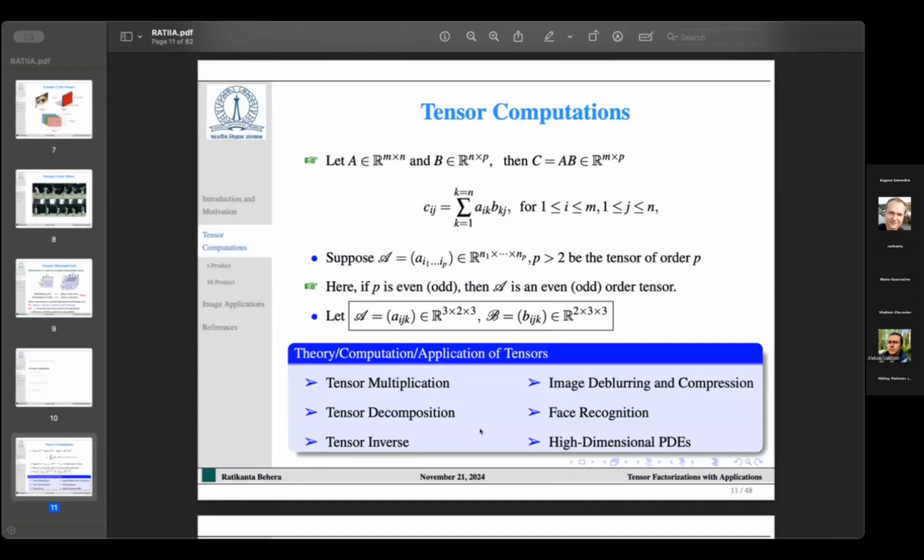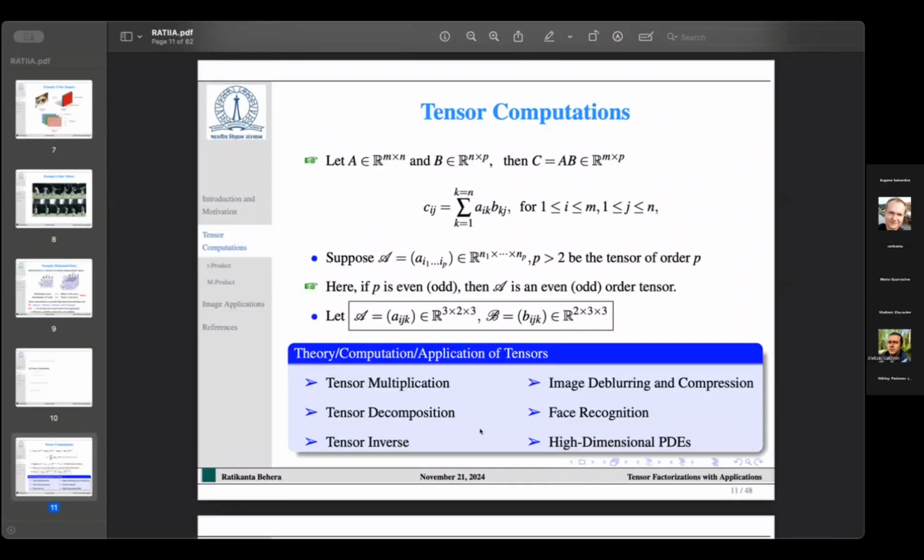Suppose you take 36. You can say 2 into 18 or 6 into 6. And for matrix factorization, a matrix we can make LU decomposition or LU factorization, singular value decomposition, eigenvalue decomposition, QR decomposition. There are many decompositions.